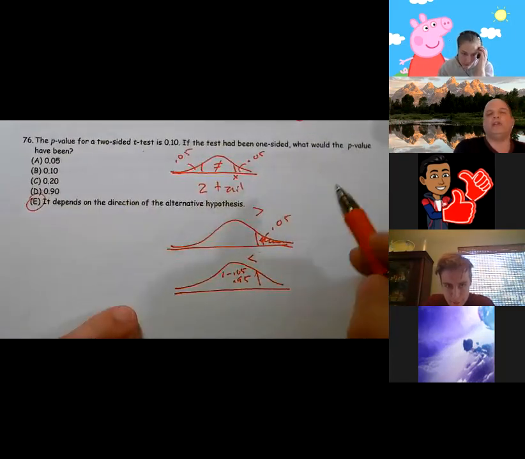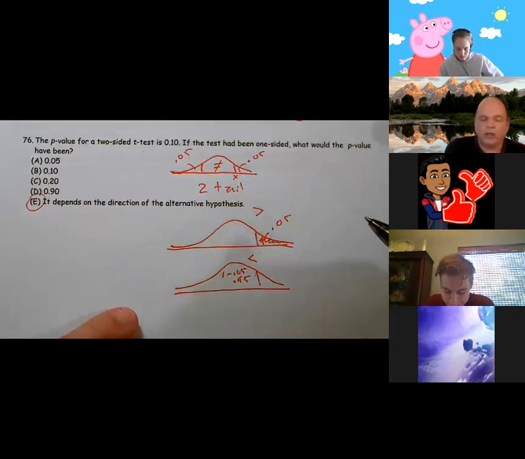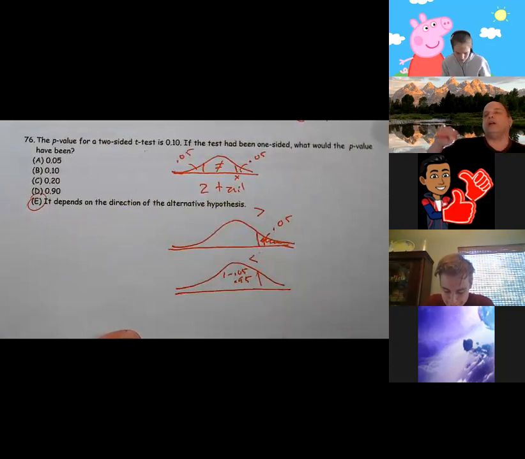So if I go from one tail to two tail, it's either going to be half or 1 minus the half. So one tail to two tail is a doubling. From two tail to one tail is half or 1 minus the half. One tail to two tail is doubling. From two tail to one tail is going to be half or 1 minus the half. Okay.